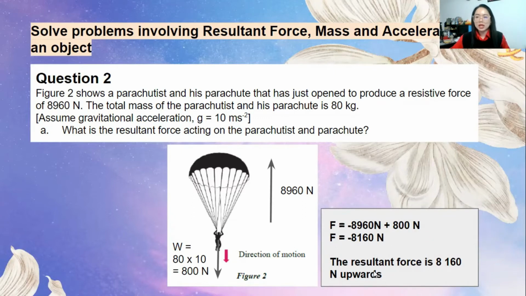8,160 Newton upwards. Now, let's say you ask, teacher, can I assume that going up is positive? Yes, you can. But do not forget to rephrase at the end of the question. What I mean by rephrase is the last statement. So if you let going up be positive and down negative, you will have 8,960 minus 800. You get a positive 8,160 Newton. That is the final answer, but don't forget to always restate it. So we write, the resultant force is 8,160 Newton upwards.